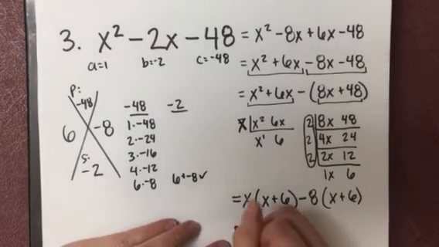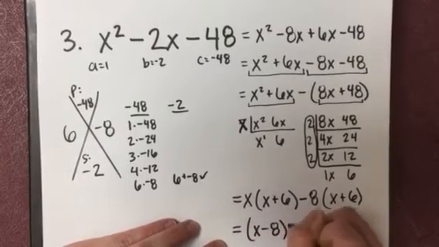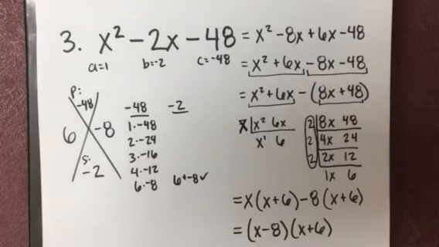So your final step is to write it as your two sets of parentheses, x minus 8, x plus 6, or you could also write x plus 6 times x minus 8.